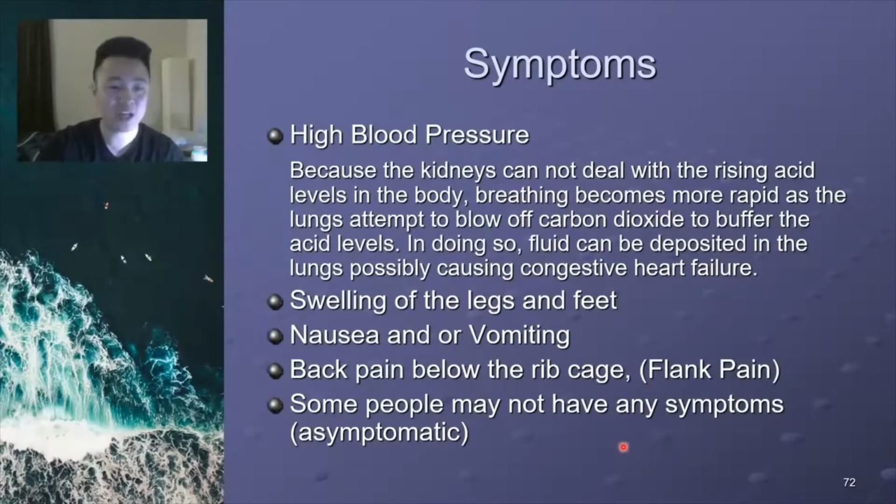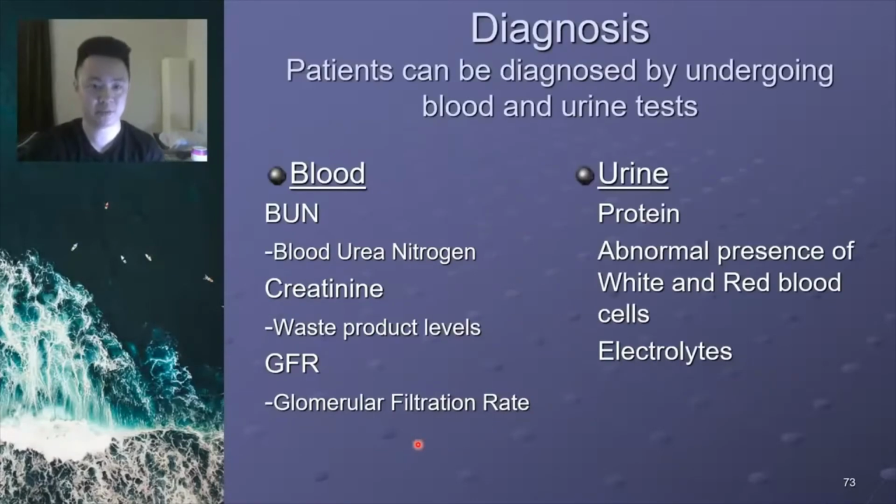High blood pressure, hypertension. Because the kidneys cannot deal with the rising acid levels in the body, breathing becomes more rapid as the lungs attempt to blow off the carbon dioxide to buffer the high acidic levels. In doing so, fluid can be deposited in the lungs, possibly causing congestive heart failure. Swelling of the legs and feet are other symptoms. Nausea and vomiting, back pain, especially below the rib, known as flank pain, and there are even individuals who don't experience any symptoms, and those individuals are asymptomatic. A means without symptoms. Symptomatic means pertaining to symptoms.